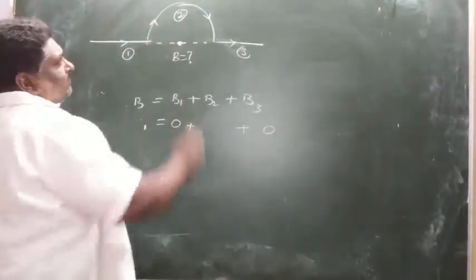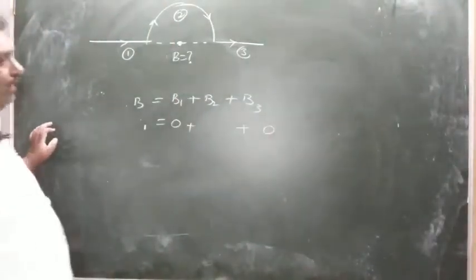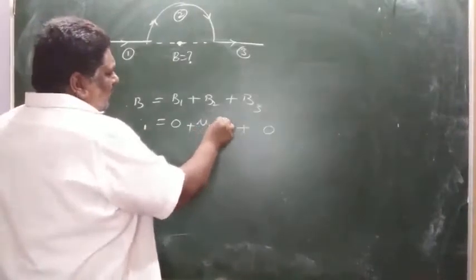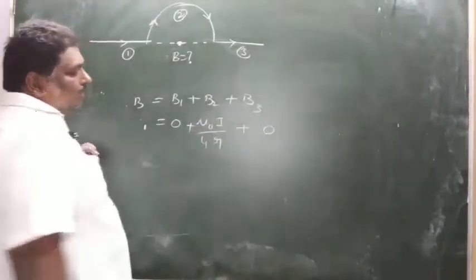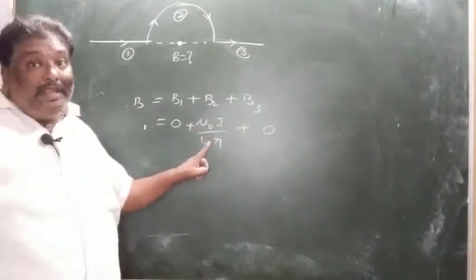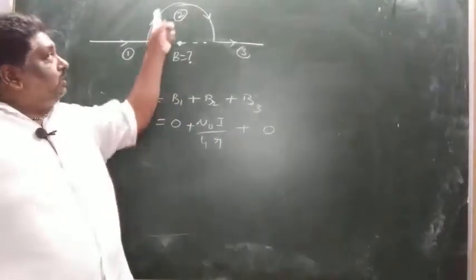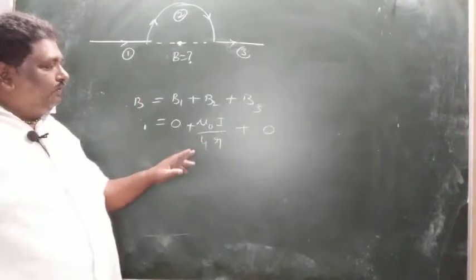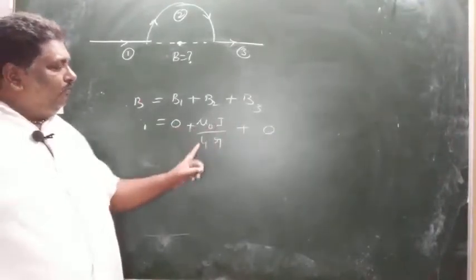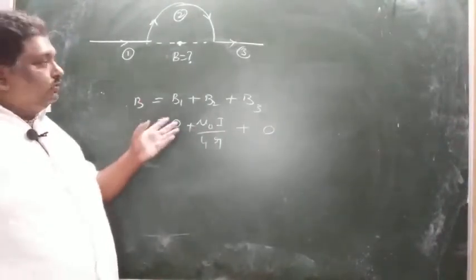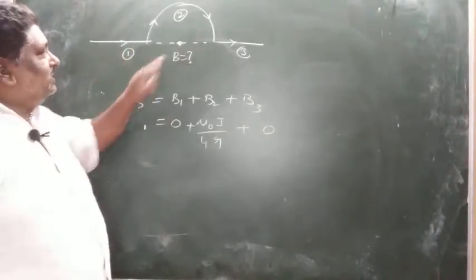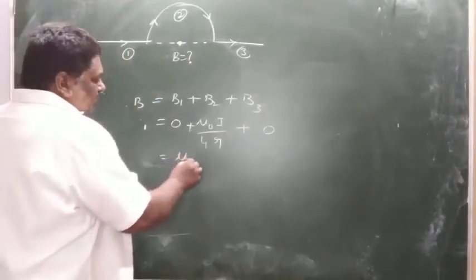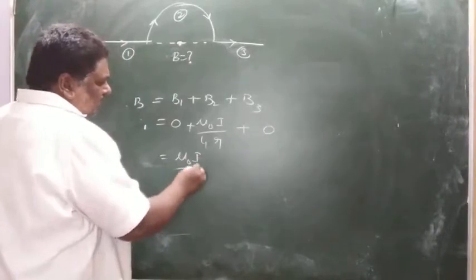What about this half circle? We proved it, mu naught I by 4r. For a straight wire, pi comes. For a circular wire, pi does not come. Remember the formula, don't confuse: mu naught I by 4r. So the total due to this arrangement at the center is mu naught I by 4r.